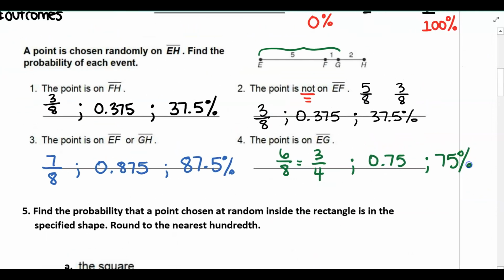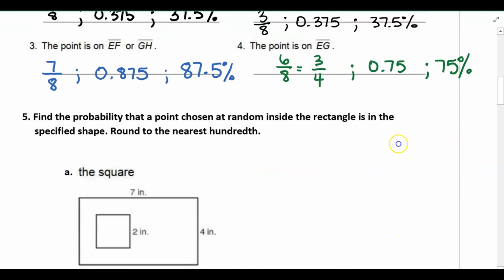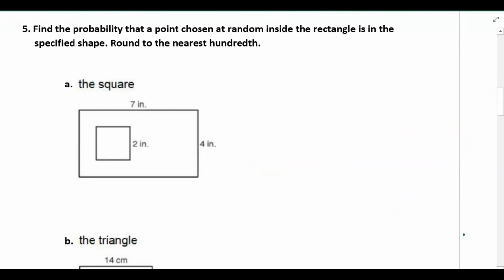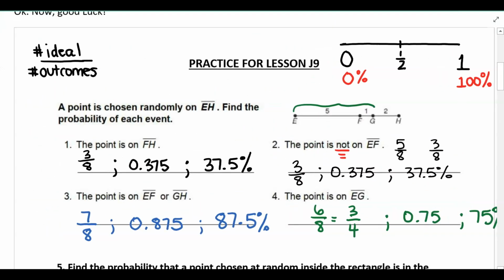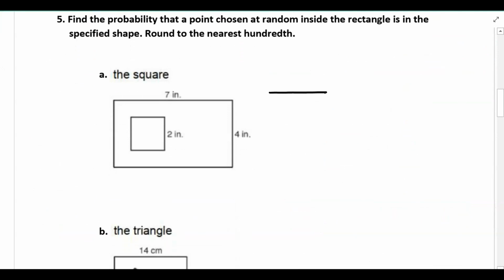Okay, number 5. Find the probability that a point chosen at random inside the rectangle is in the specified shape. So what is the probability that if I were to pick a point anywhere within this rectangle, it would actually be within the square? So what we're saying is that the entire space, my total number of outcomes in a sense, the total space that we can work with is my rectangle. But we're saying, what's the probability that it lands within the square?